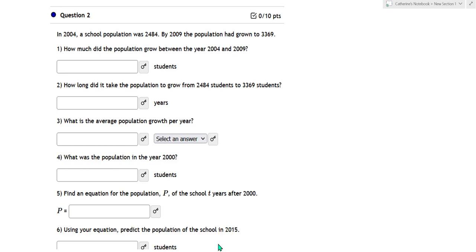Okay, this is question 2 from practice assignment 4.2. It says in 2004, a school population was 2,484. By 2009, the population had grown to 3,369. How much did the population grow between the year 2004 and 2009?